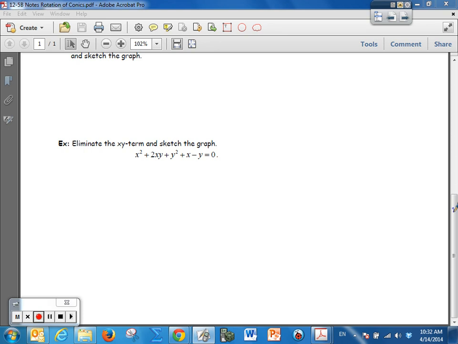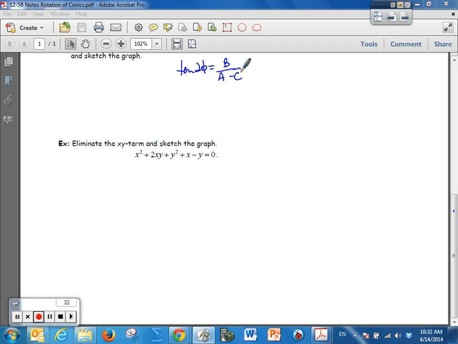Let's write it down. Tangent of 2 phi equals b over a minus c. Okay, so this problem is going to turn into a problem just like the one that I just finished, but we have to find the phi first. That's all. We have to find the phi. And so let's do that.